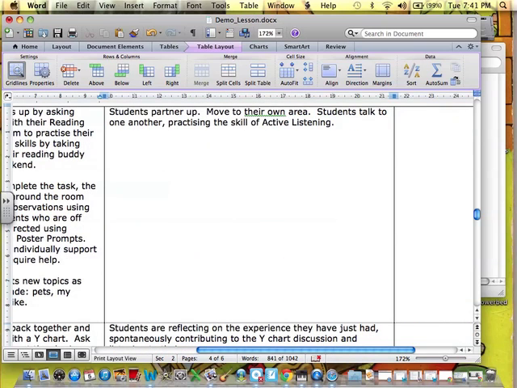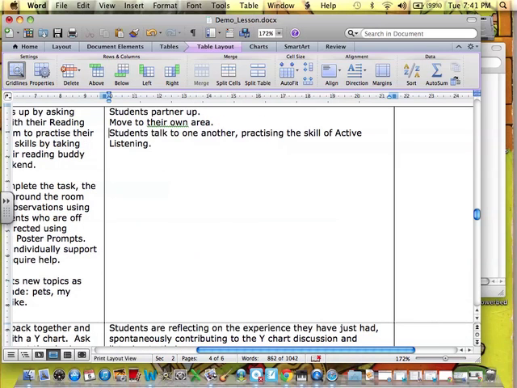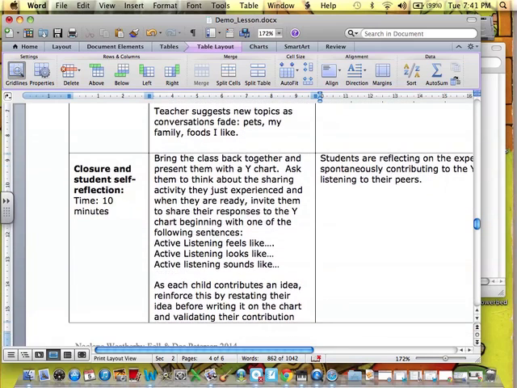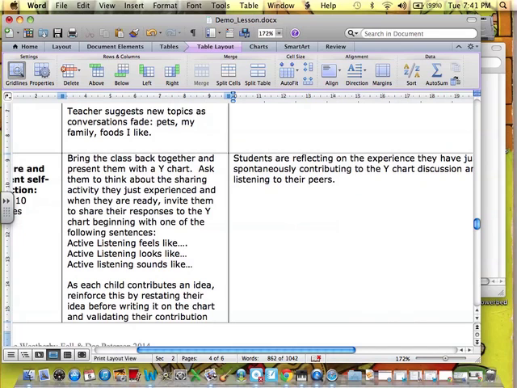So the students are going to partner up. They're going to move to their own area. They're going to talk to one another, practicing the skill of active listening. Okay. Finally, we've got the closure and the student self-reflection. So I'll bring the class back together and present them with a why chart.